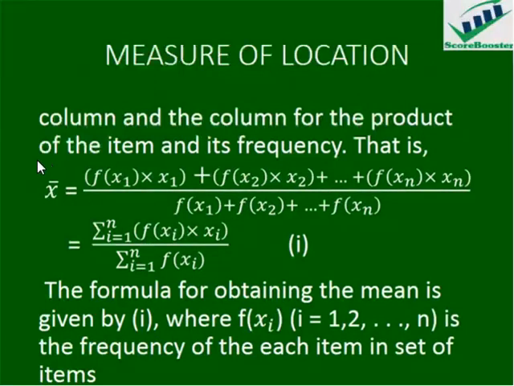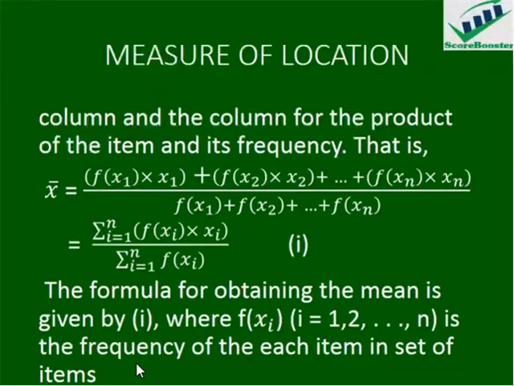And so this formula is for calculating the mean when the data is large, that is, when you have 3 columns: the item column, the frequency column, and, to get the total, the summation of all the items in that set of data. You have to have the column for the product of the item and its frequency. So you use this formula to calculate the mean.